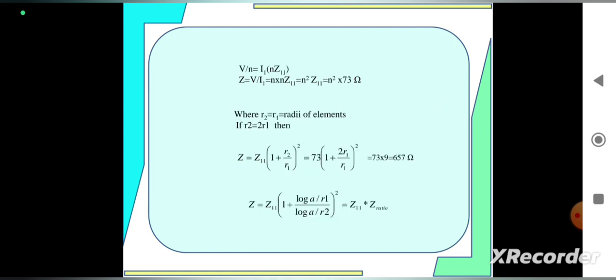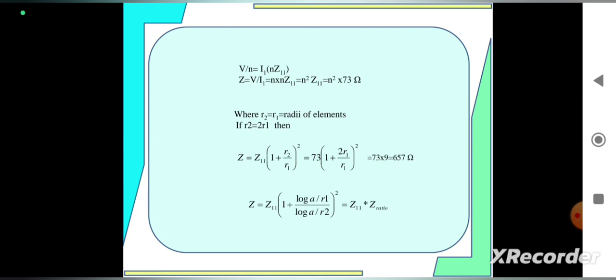Next, in this case, we are going to find the radius. R2 is equal to 2R1, that is R2 should be 2 times R1. Then Z is equal to Z11 into (1 plus R2 divided by R1) the whole square. Z11 value should be 73 ohm into (1 plus 2R1 divided by R1) the whole square. Next, substituting, R1 and R1 get cancelled. So 1 plus 2 should be 3. 3 square should be 73 into 9, 657 ohm.